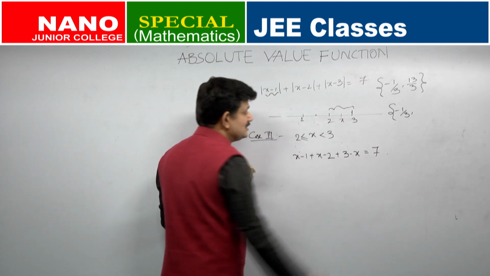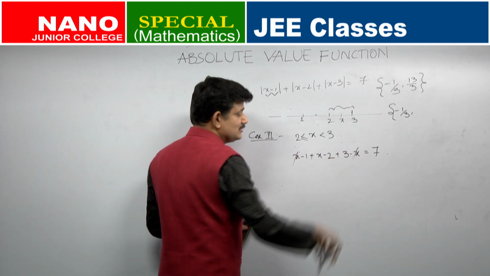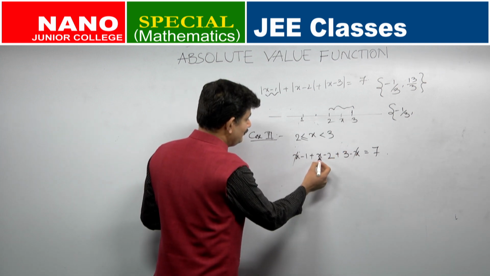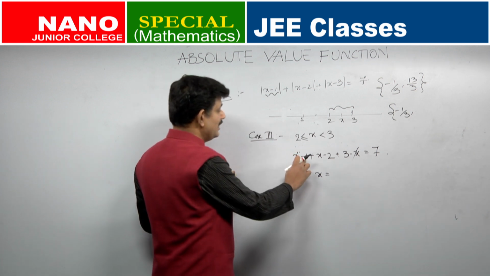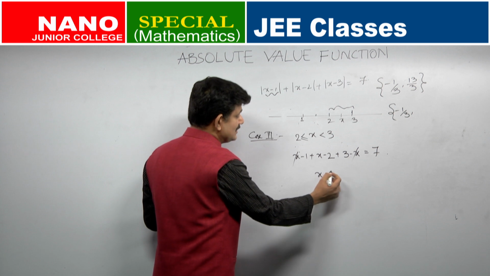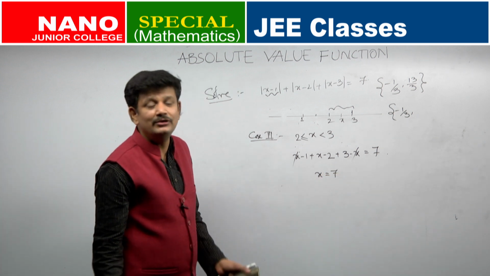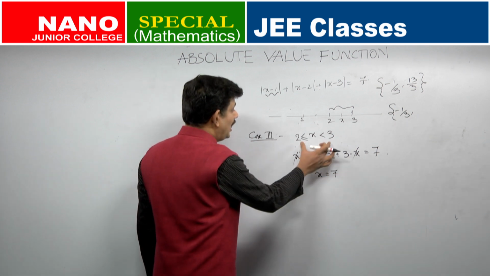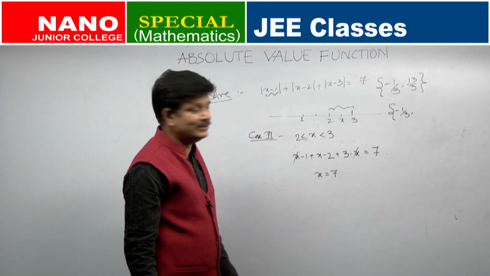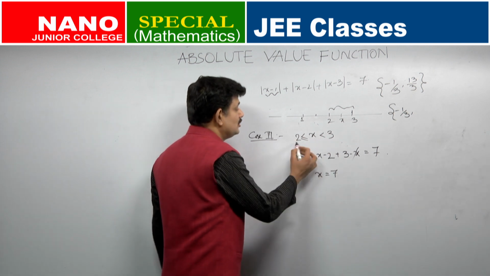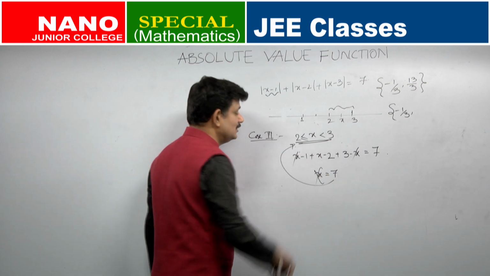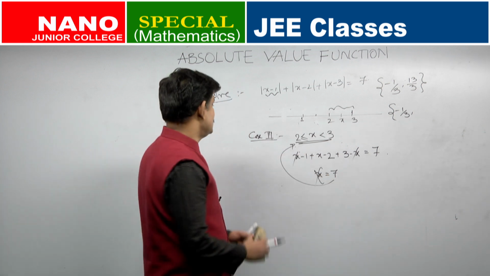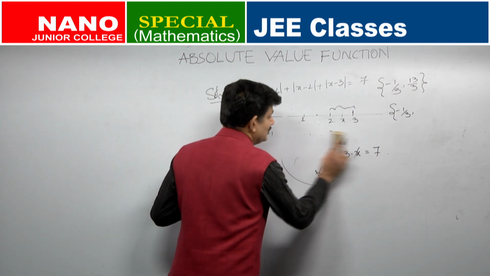This sum you want it to be 7. 1 x gets cancelled with this minus x, and you are left with only 1 x here. You are getting this to be how much? Minus 1, minus 2, 3, they get cancelled. X is equal to 7, which is impossible. Why? Our case is numbers between 2 and 3. 7 will not satisfy this condition. So, this cannot be our answer. We do not have any answer in this particular situation.